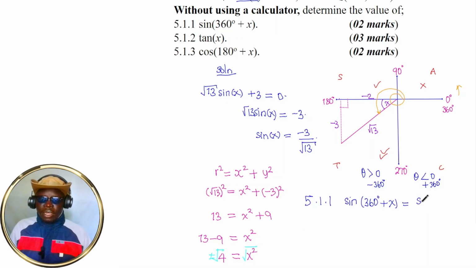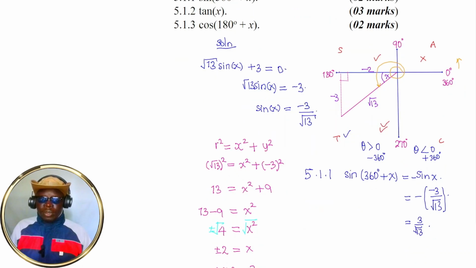Meaning we have here sine of the angle x. Now, the sine of angle x at this quadrant is negative because it's only tan that is positive. So we have here what? Negative. Therefore, this is equivalent to negative times sine of x. And we know sine of x is given here. That is negative 3 all over root 13. Now, when we open up that bracket, our solution will be positive 3 over root 13. So that is the solution for the first part of the question.